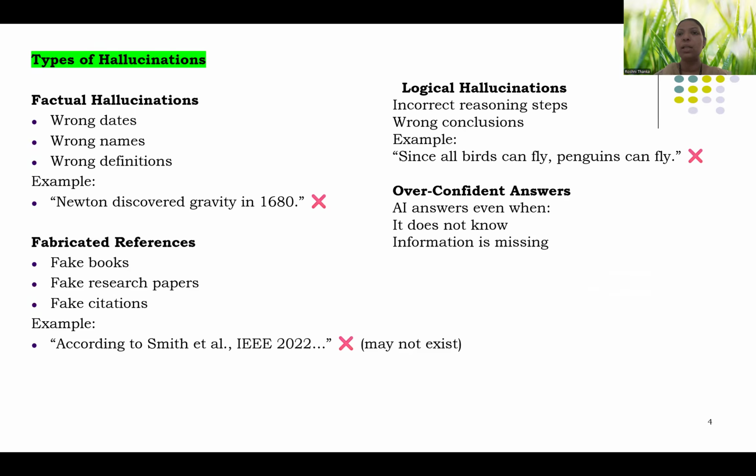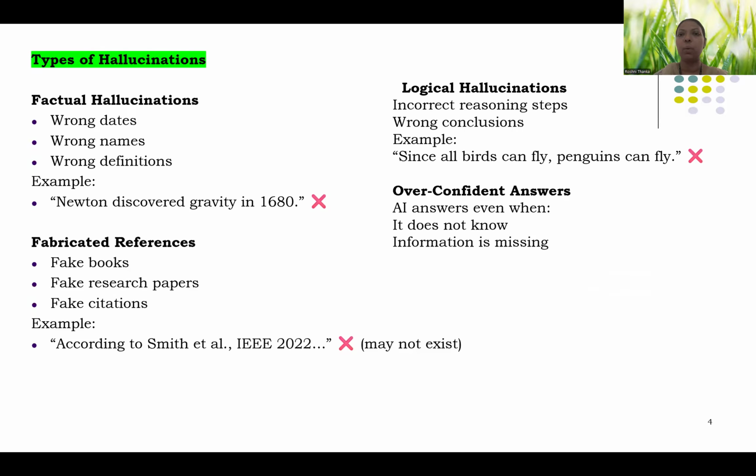Next one is logical hallucination. Here, the reasoning itself may sometimes go wrong. The reason is that it is not actually thinking logically. It is just predicting the next token. So here I'm asking, since all birds can fly, penguin can fly. So it is not a proper logical reasoning, right? Penguins cannot fly. So that is one type of hallucination. All these are different types of hallucination.